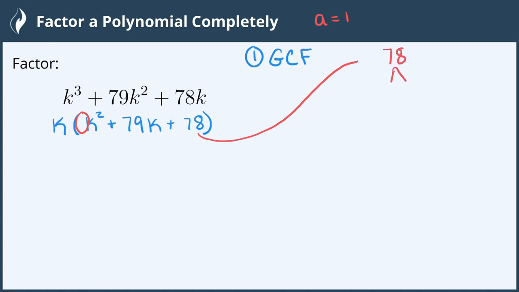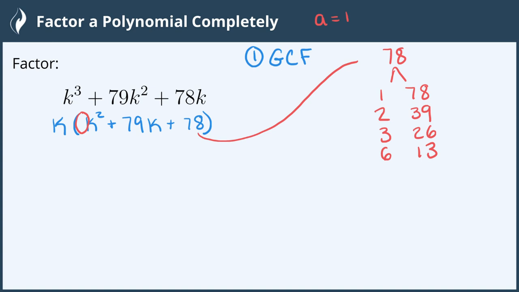78, we start with the very first factor, which is 1 and 78. And then this one is even, so we can divide it by 2, and we get 2 and 39. 3 also evenly goes into 78, 26 times. And then 4 does not evenly go into 78. 5 does not evenly go into 78, but 6 does. 6 times 13 evenly goes into 78.